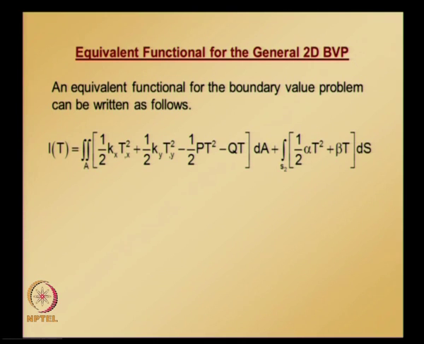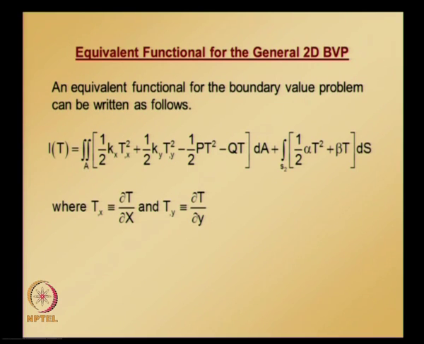where I is the equivalent functional and k comma subscript x is first derivative of k with respect to x. Similarly, t comma subscript x is partial derivative of t with respect to x. Similarly, k comma y, t comma y, where t comma x is partial derivative of t with respect to x, and t comma y is partial derivative of t with respect to y.